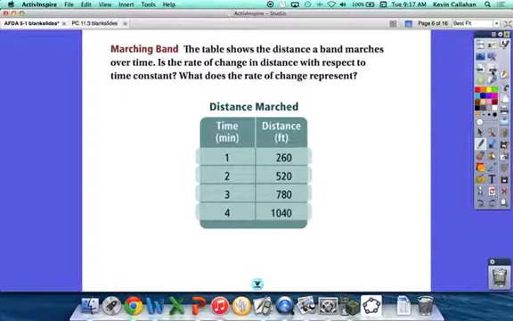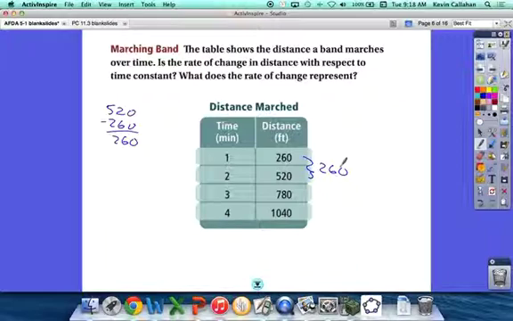But in terms of math and science, and this section I think is titled Rate of Change, it's how much the y value is changing for every little bit that the x value is changing. Here, it says, the table shows the distance a band marches over time. Is the rate of change in distance with respect to time constant? So how much is this value changing from here to here, like 260 to 520? What's 520 minus 260? It's 260. So this change is 260.